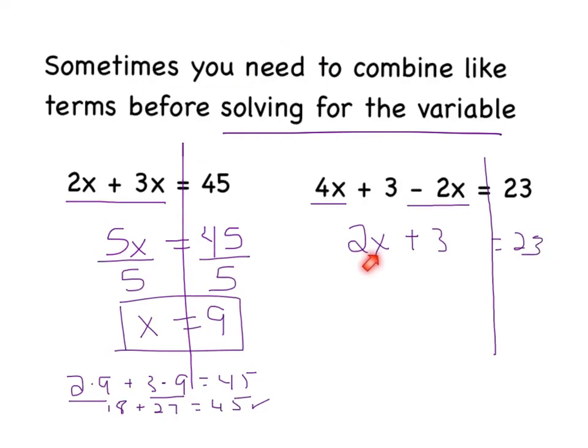So here's my variable term, 2x. Plus 3. Remember, we have to get rid of the adding and subtracting first, or whatever's furthest away from x. So I'm going to subtract 3 from both sides. So 2x equals 20. It's multiplied, so we have to divide. So x is 10, and then we could plug it back in to make sure that it works.